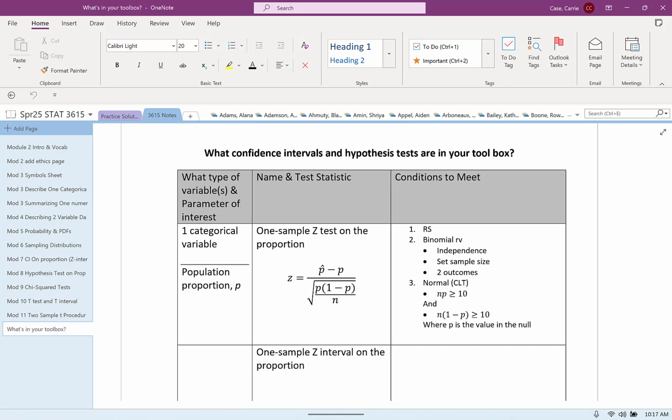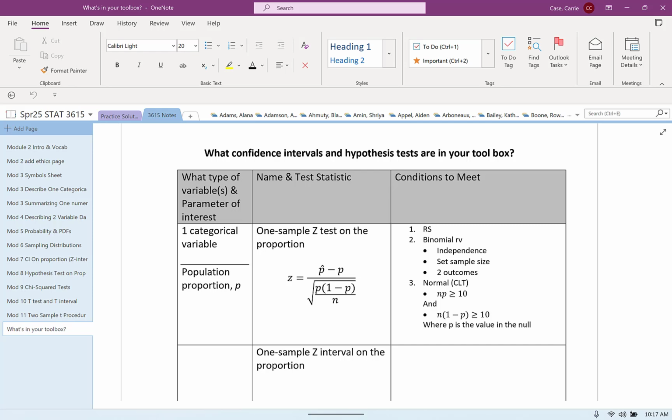So we want to know what type of variables we have and what our parameter of interest is. We want to know the name of the test or the confidence interval and what our test statistic or confidence interval formula is. That just helps us know what numbers we need, and then the conditions that we have to be able to meet to be able to use that procedure.